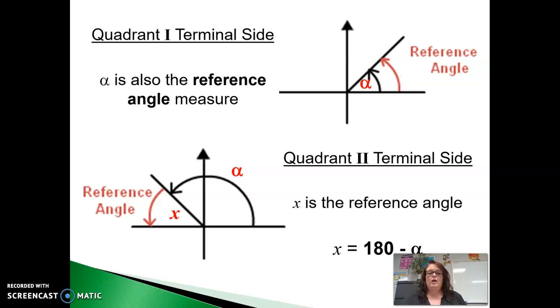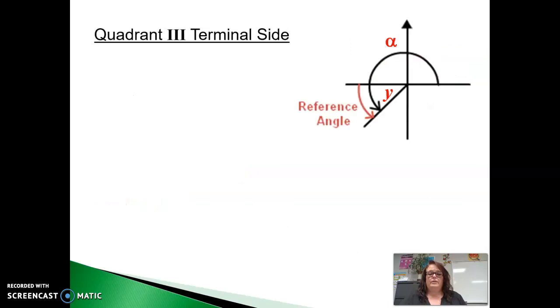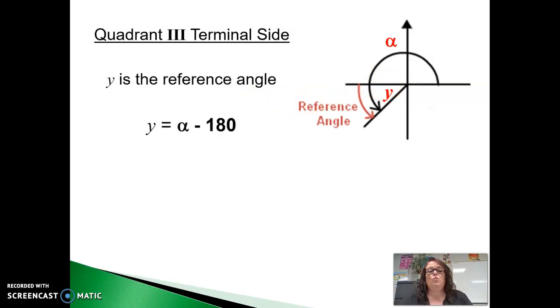All right, so if we talk about the quadrant 3 terminal side, now you're talking about this y value down here, okay? Do you see that alpha is more than 180? If I cut out all the stuff above, which is 180 degrees, then I'm left with my y measurement. And so y is alpha minus 180 degrees.